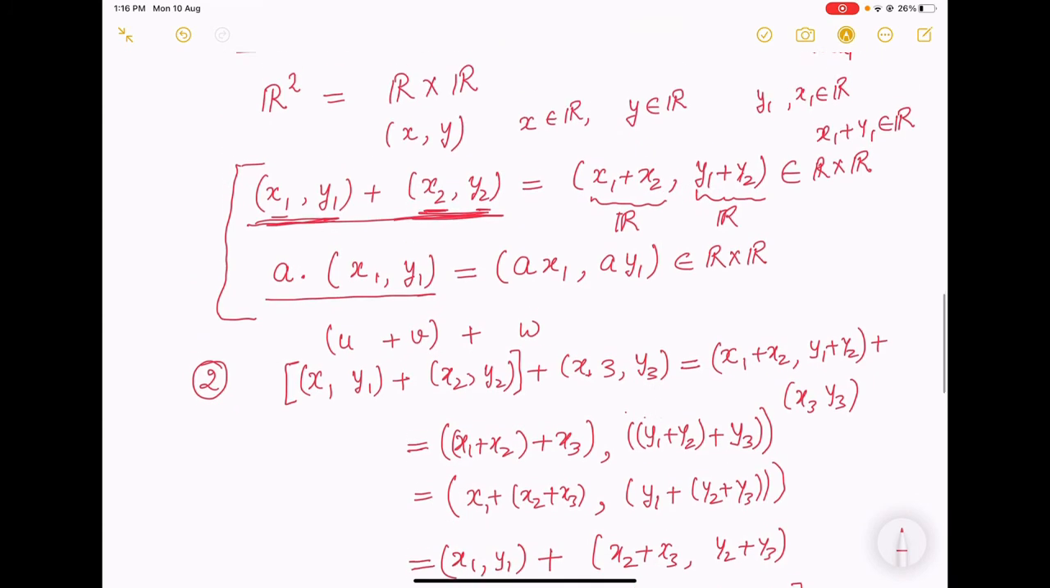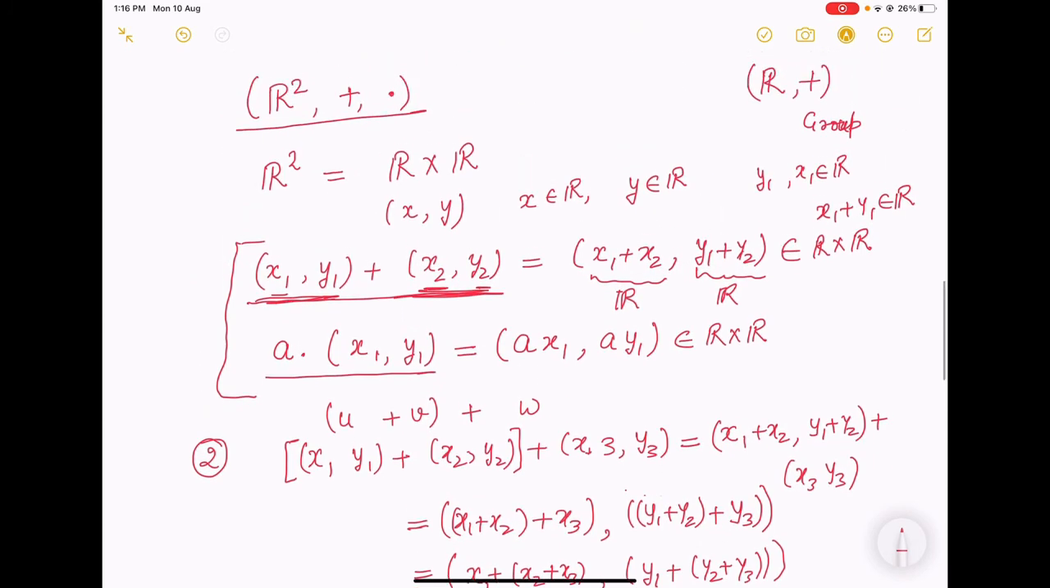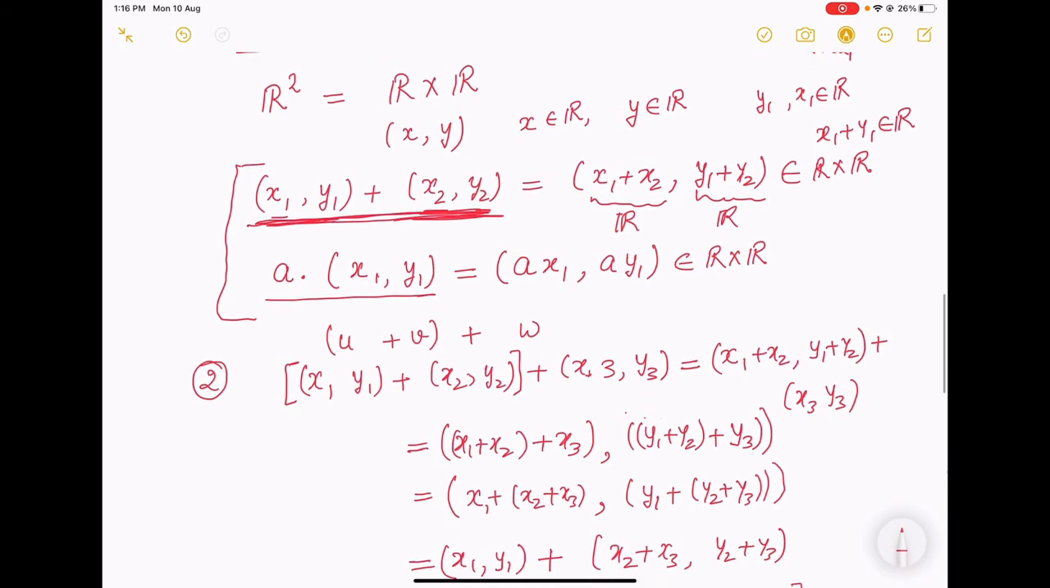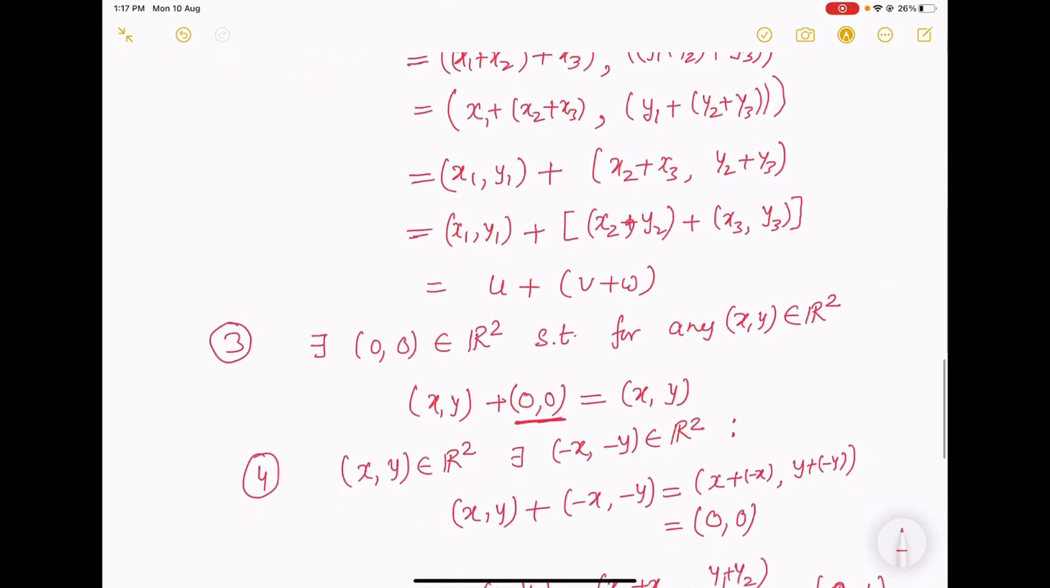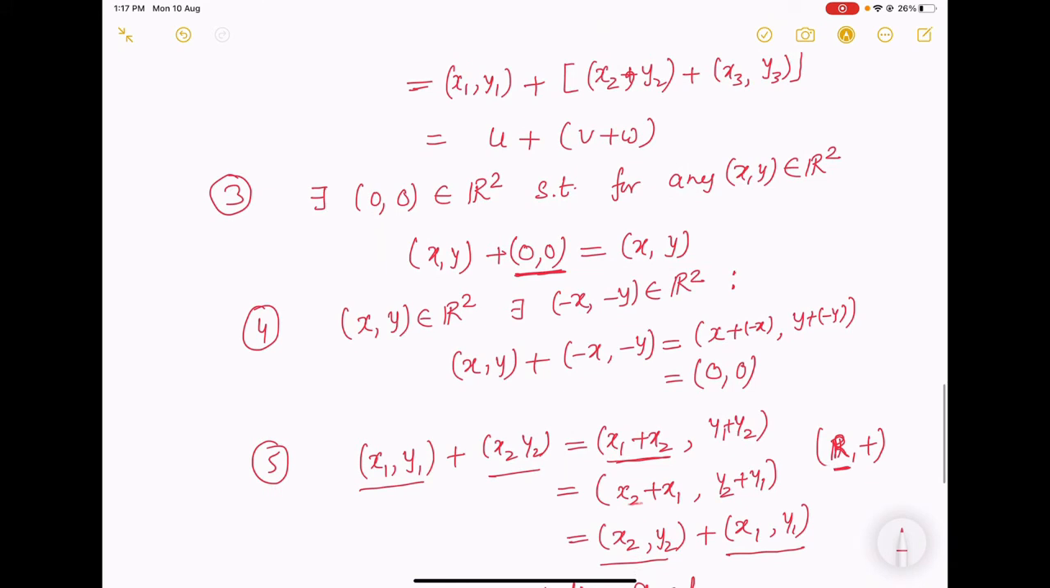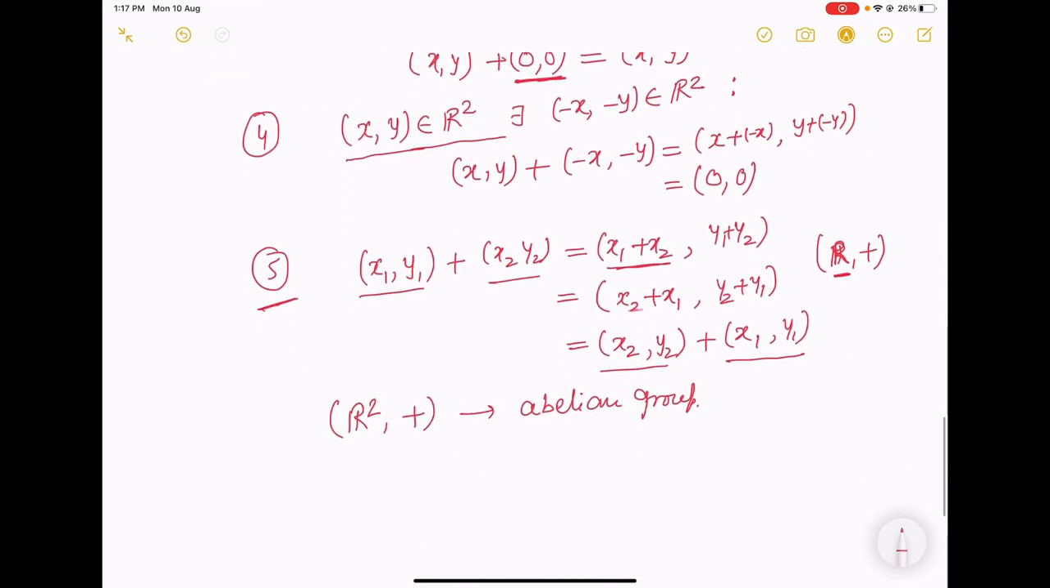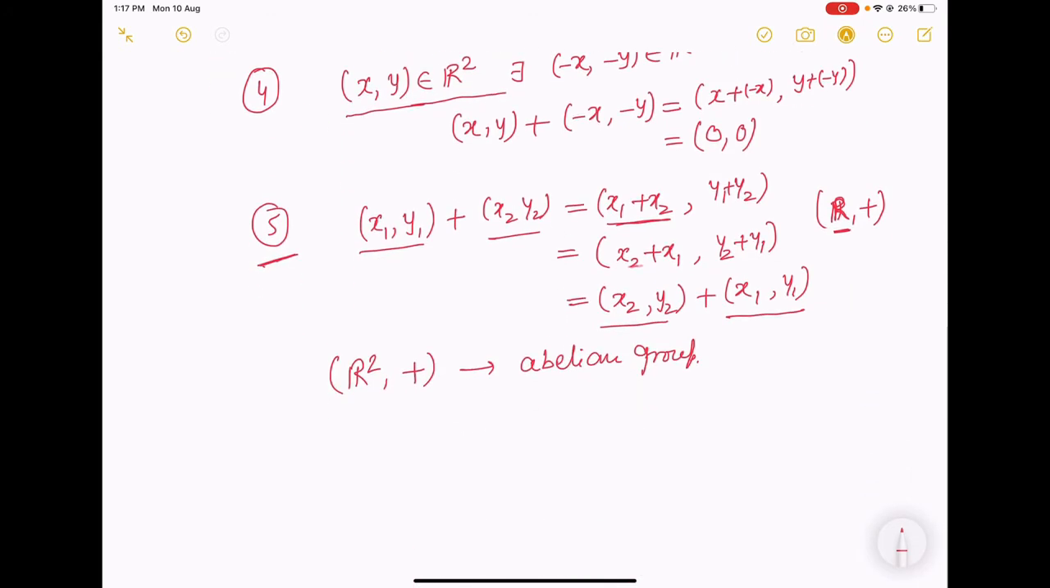One point is important, that is whether we have to show the closure property or not. The closure property is already embedded in the definition, so we need not show it here. We simply start with the associative property and identity property, and then existence of inverse, and then the commutative property. So with these properties, R square with plus forms an abelian group.